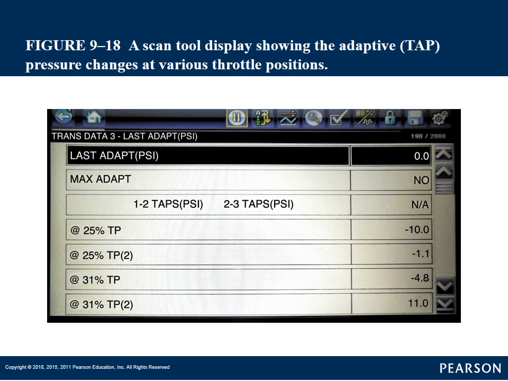And this is what it would look like on a scanner, where we're looking at the PSI at different throttle position angles, what they're doing with the PSI. So at 31% TP, they're adjusting the throttle pressure, it looks like, down a little bit. With 31% TP2, they're adjusting the pressure up a little bit. That is all to keep the shift timing, shift points within range.